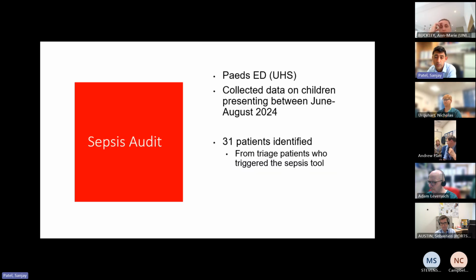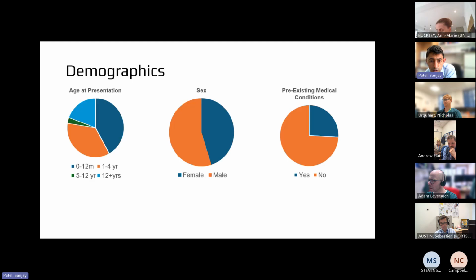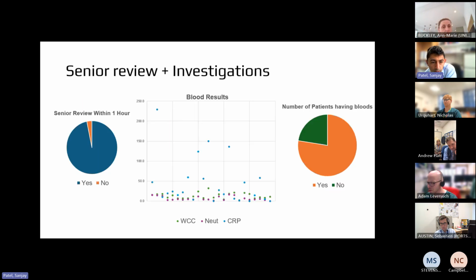So this is a very small audit conducted over a few months in August of last year, where 31 children who had triggered the sepsis screening tool were reviewed. Their notes were reviewed retrospectively. Unsurprisingly, the majority of them were less than 5 years of age, more than 75%, and very few had pre-existing medical conditions, as expected. They were all pretty much seen within an hour. So the impact of this sort of sepsis screening is massive on time spent by senior clinicians reviewing these children. And I'll come to how many got antibiotics in a moment.